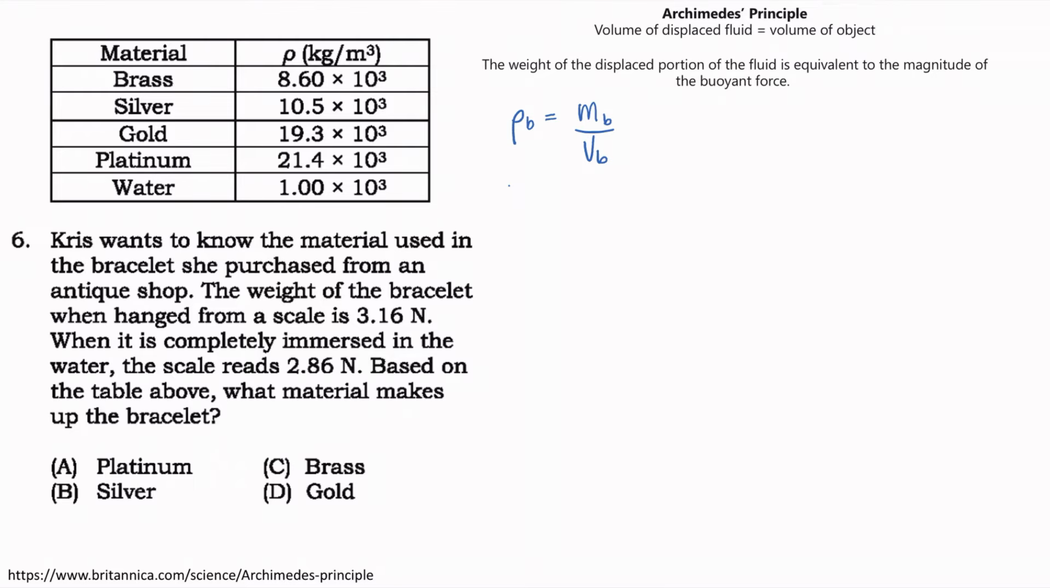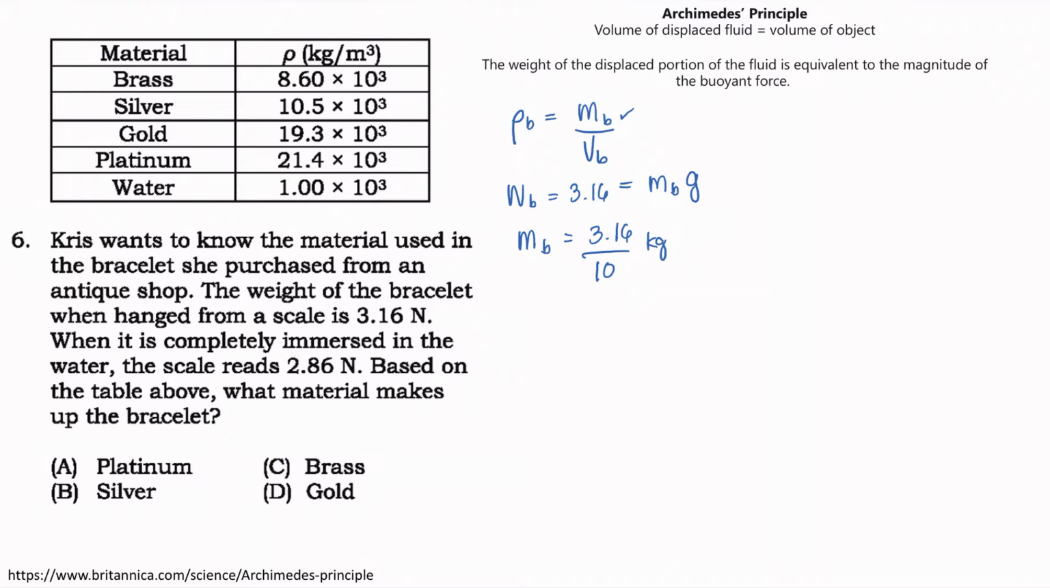So, yung mass ng bracelet, hindi siya given, pero yung weight ng bracelet when it is hung is equal to 3.16 newton. So, yung weight ng bracelet is equal to 3.16 newton, which is equal to mass times the gravity. So, yung mass ng bracelet is equal to 3.16 over 10 meter per second squared. So, okay na yung mass ng bracelet.